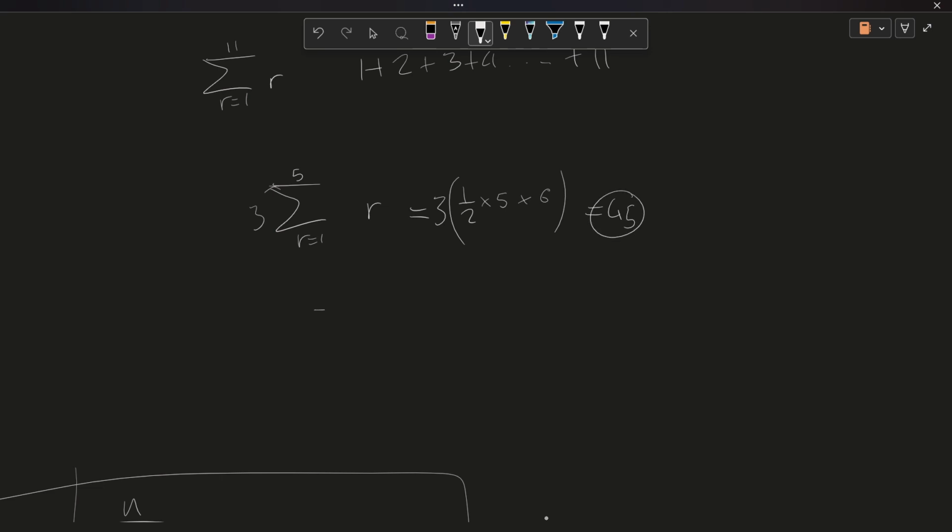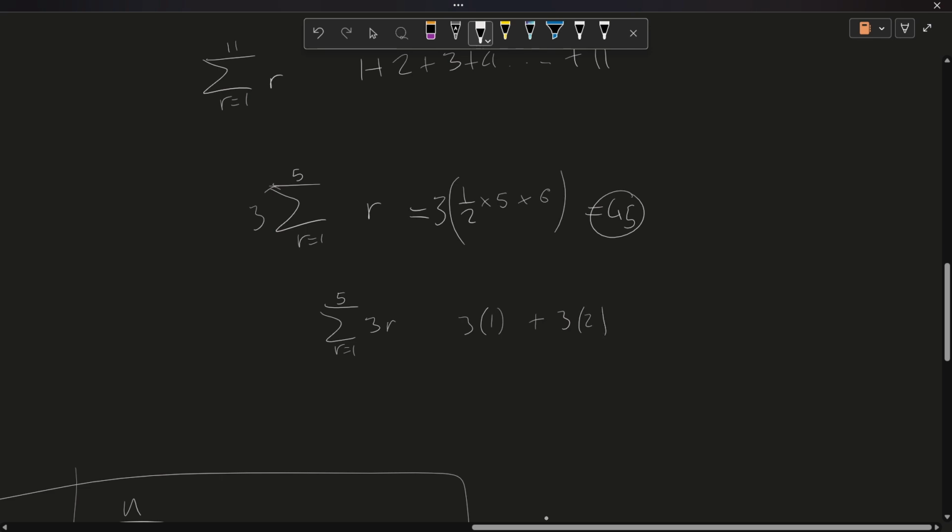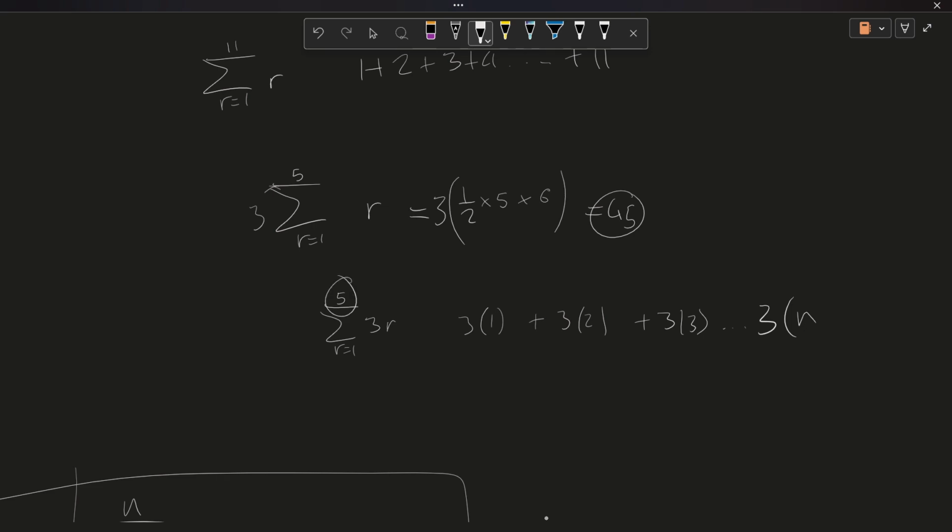If you want to do it manually, you do it with 3. In fact, I'll do it in the summation: 3r, r equals 1 to 5. What we're actually doing is 3 times 1, which is our starting term, plus 3 times 2, which is our next term, plus 3 times 3, which is our next term, plus and so on, until we get to 3 times n. n was 5, which is our final term.